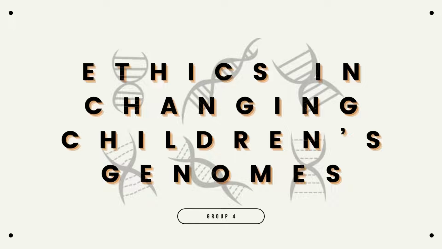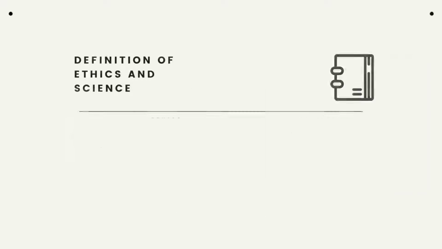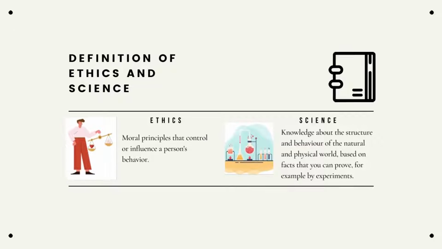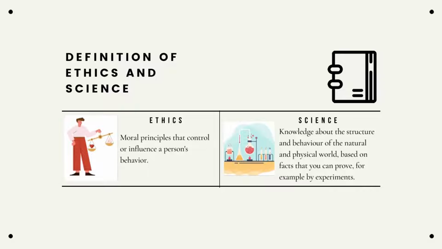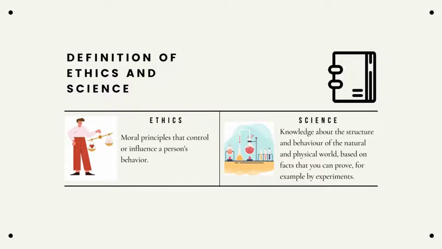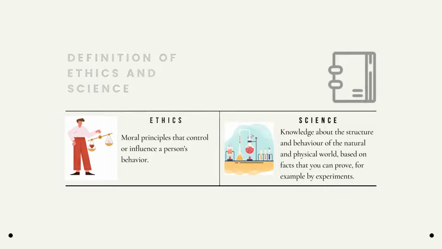Hello everyone. Our topic today is ethics in changing children's genomes. Let's start with the definition of ethics in science. According to the Oxford Learner's Dictionaries, ethics is a moral principle that controls or influences a person's behavior. And also according to the Oxford Learner's Dictionaries, science is knowledge about the structure and behavior of the natural and physical world based on facts that you can prove, for example, by experiments.